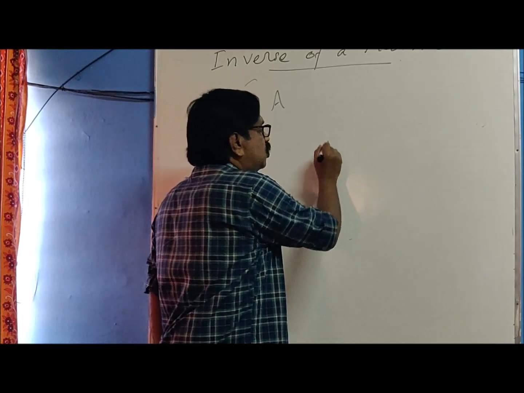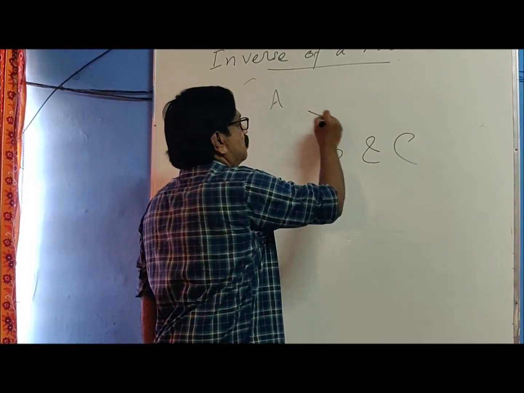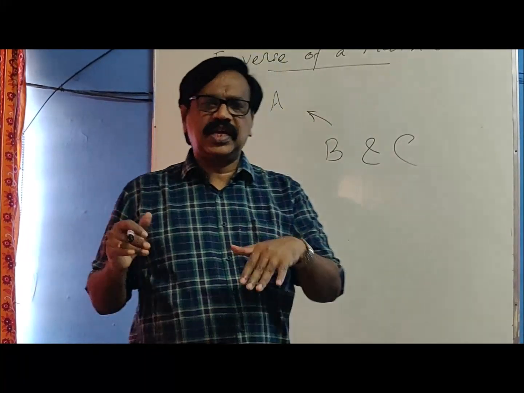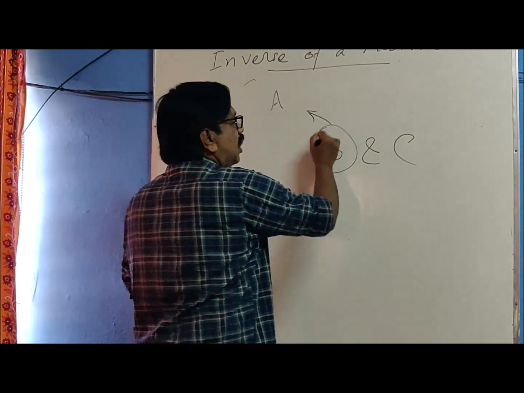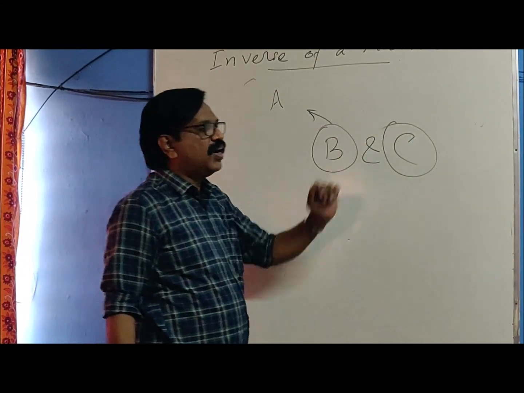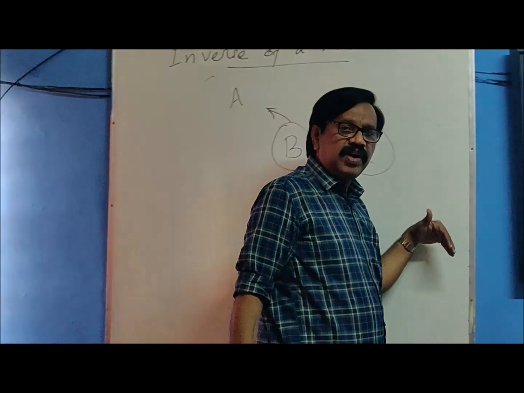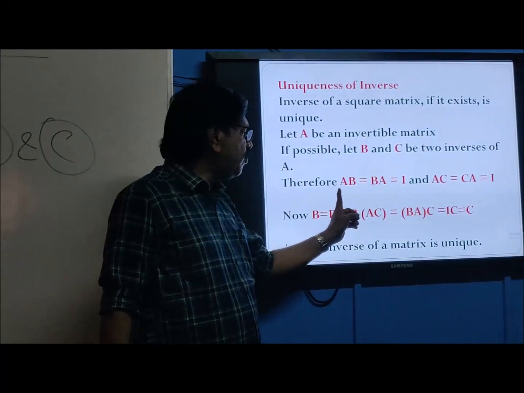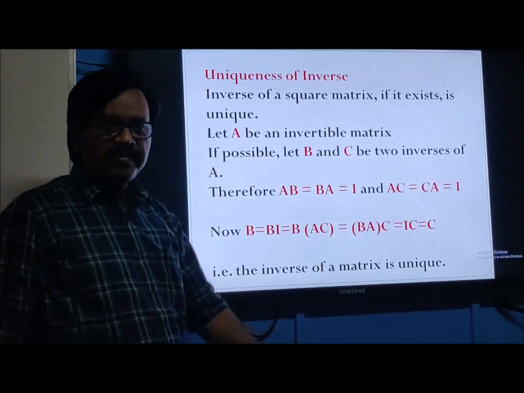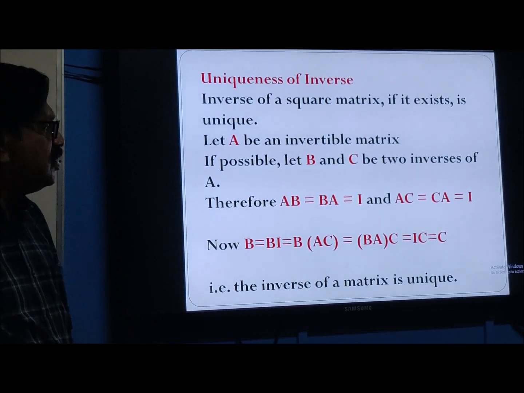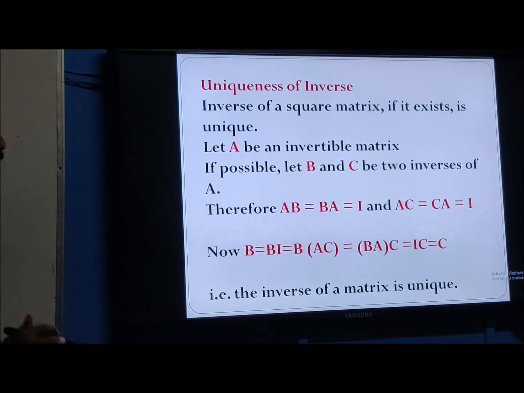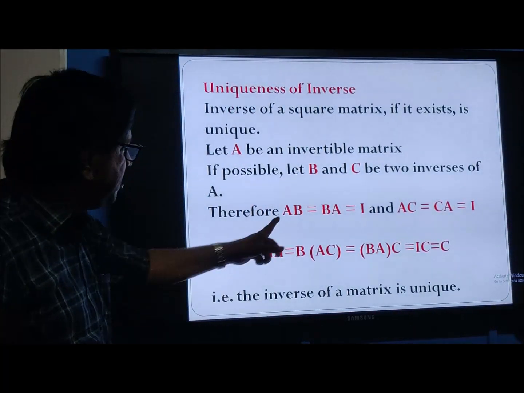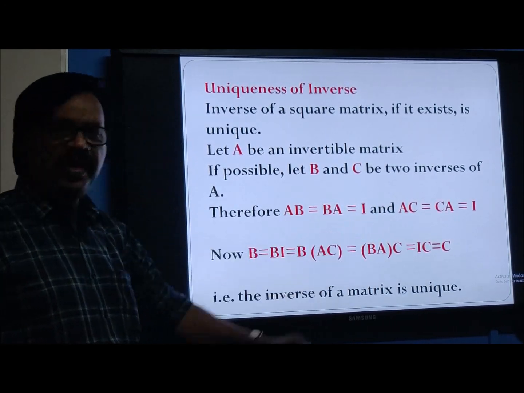We suppose that there are two inverses B and C for A. Suppose, if possible; we are going to show that it is not possible. Let B and C be two inverses of A. Then see what happens. If B is the inverse, then AB equals BA equals I. In the same way, since C is the inverse, AC equals CA equals I.